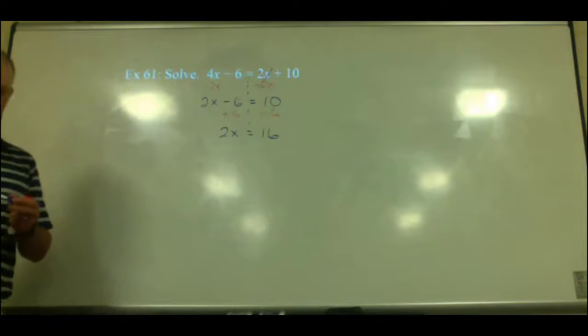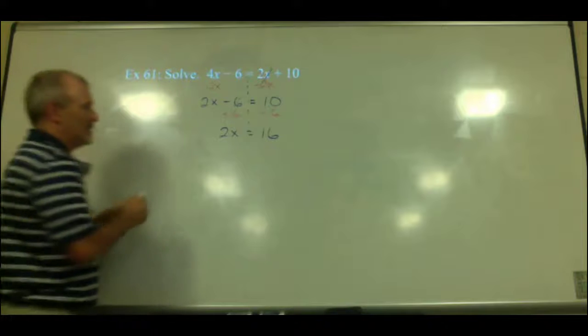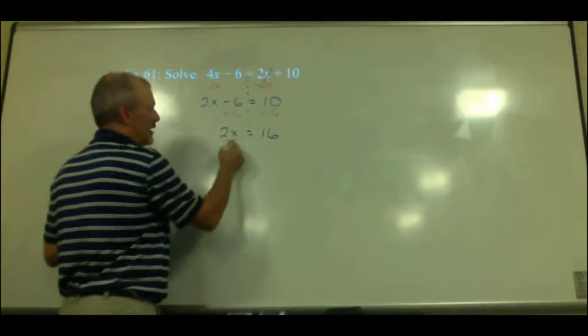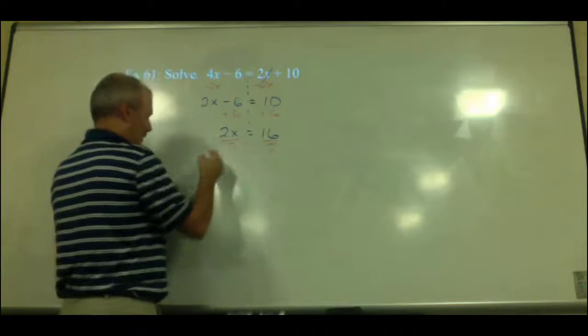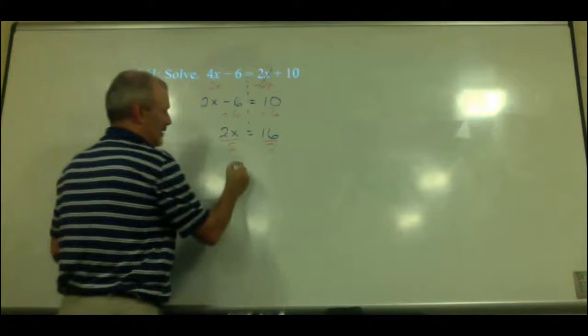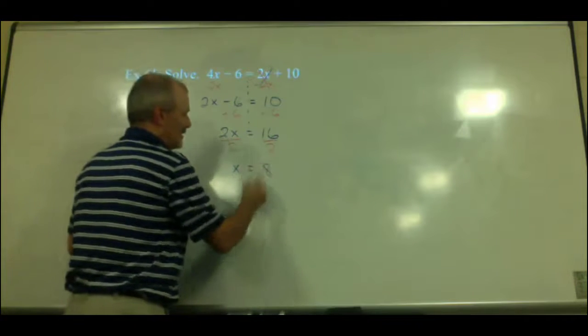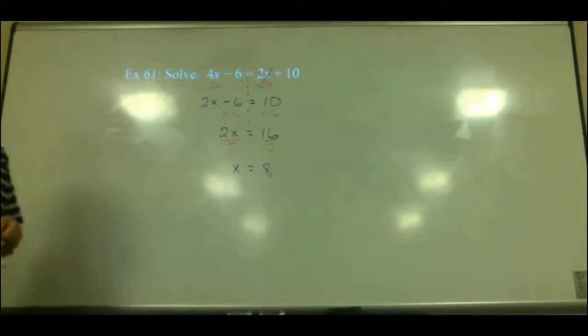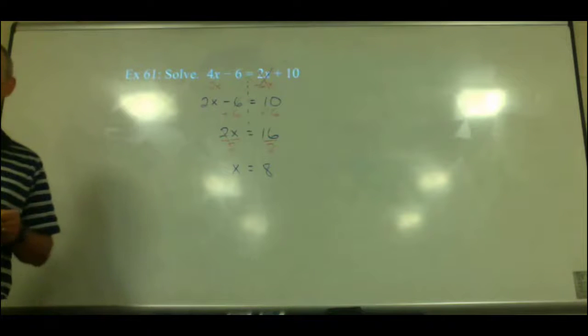And what is our last step going to be? Divide by 2. Because this is multiplying, so we've got to divide. And this cancels. And then we have x, and we have 8. Now again, even though this looked different at the beginning, we can check our answer, right?